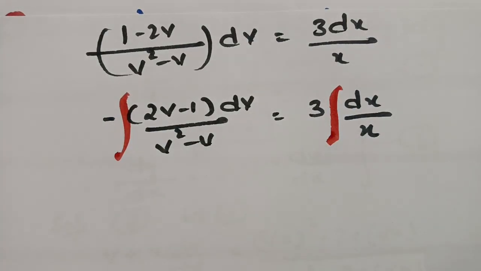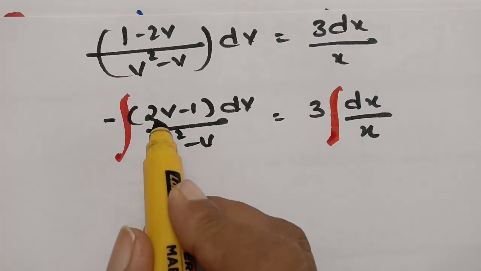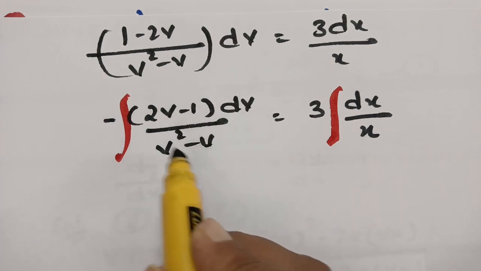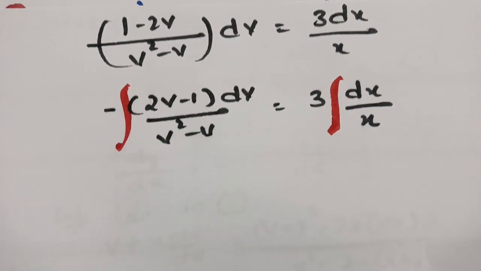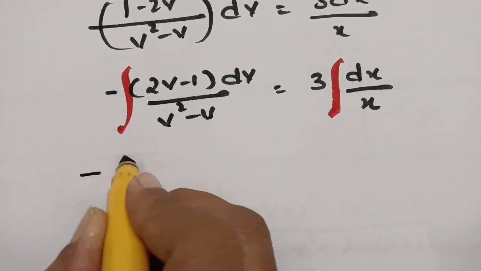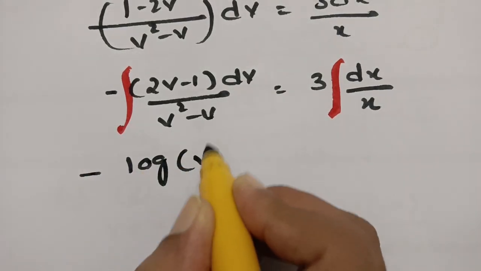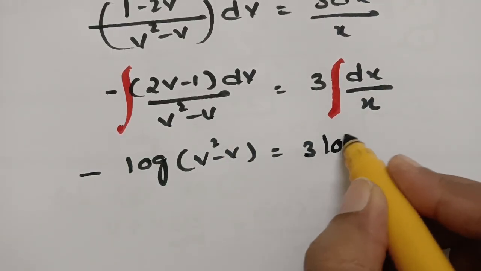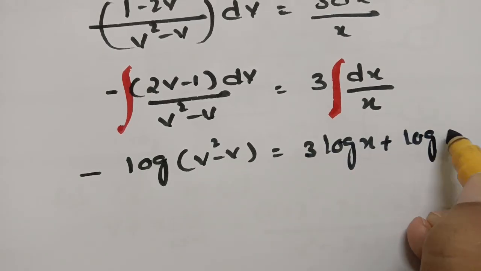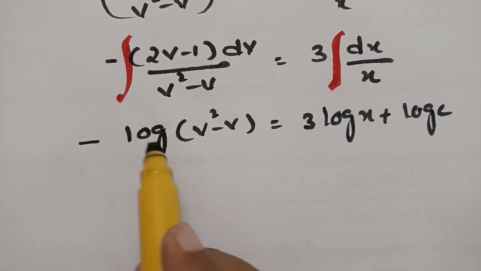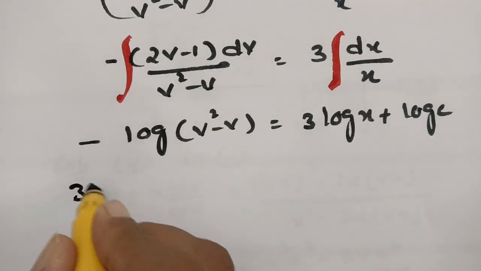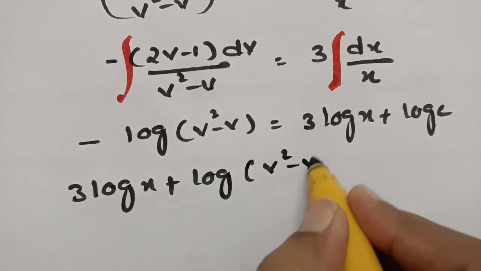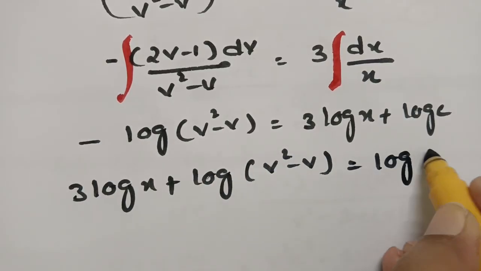If I integrate on both sides, see here the derivative of v square is 2v dv and the derivative of v is 1 into dv. So there is a derivative in the numerator, and therefore I am going to write it as minus log of the denominator, that is v square minus v. Here the derivative of x is dx, so I'm going to write this as log x plus log c. Here this minus I'm sending to the other side, so this is going to become 3 log x plus log of v square minus v, which is equal to log c.